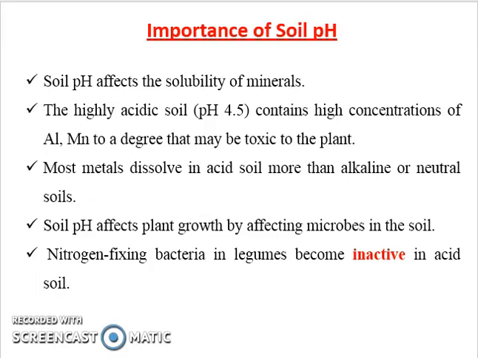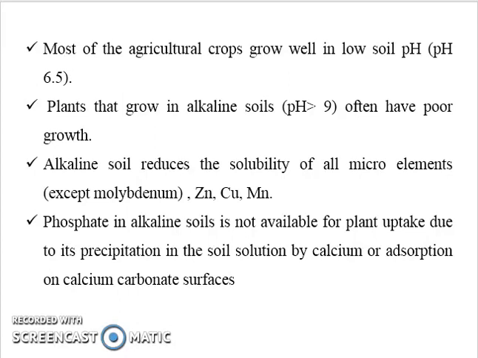The soil pH affects plant growth by affecting microbes in the soil. Usually bacteria are active at neutral pH, while fungi are more active in acid pH. Nitrogen fixing bacteria, as I will explain in the next lecture, in leguminous plants become inactive in acid soil. So the nitrogen fixing bacteria, rhizobium, is active in neutral or alkaline conditions, while it is inactive in acid conditions. So the pH dominates most processes related to agricultural productivity in soil.